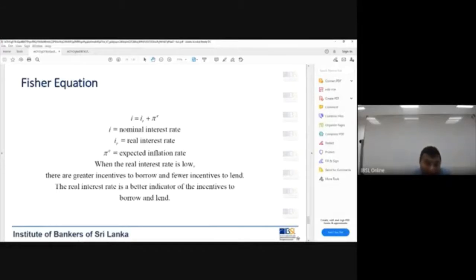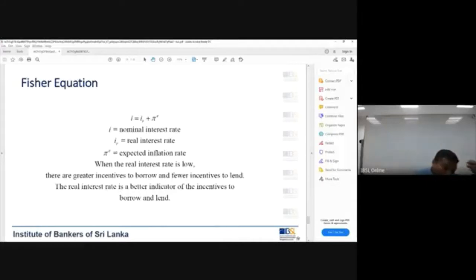Okay. But interestingly, when the real interest rate is low, there are greater incentives to borrow and fewer incentives to lend. Because when the real interest rate is low, effectively, you are not paying much as a borrower.